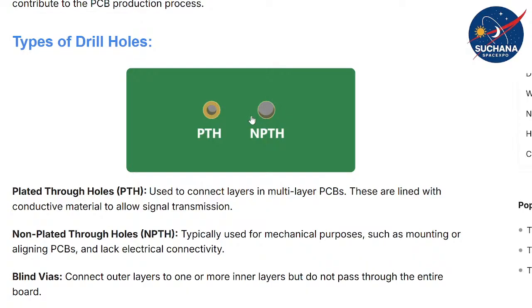Okay, or aligning the PCBs, mechanical purposes, but it does not carry any kind of electrical conductivity. It is lacking electrical conductivity, whereas this plated through hole has electrical conductivity. It allows signal transmission because it is lined with conductive material. These non-plated through holes are not lined with any conductive material, so they lack electrical connectivity. Whenever there's electrical connectivity, only then is signal transmission possible. Without a conductive region, signal transmission cannot occur.